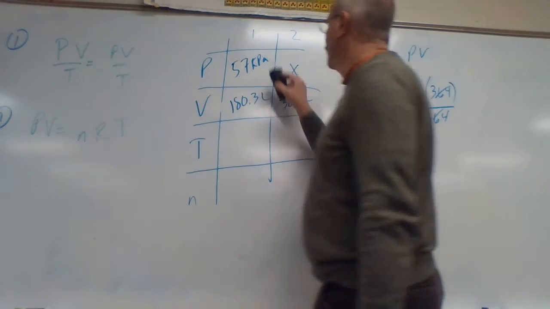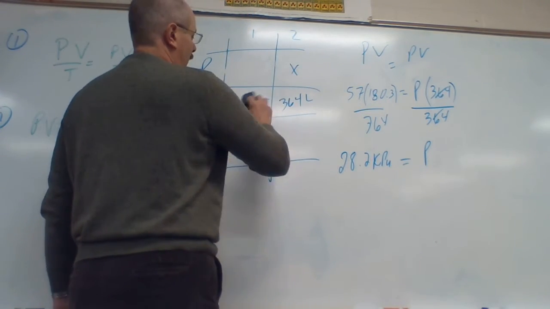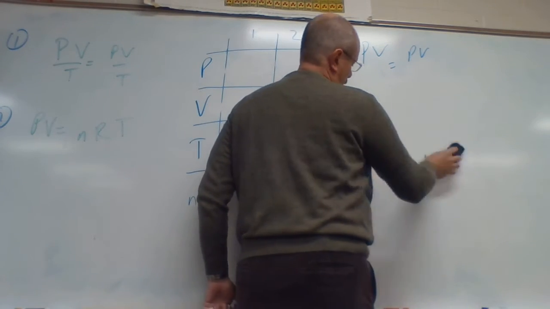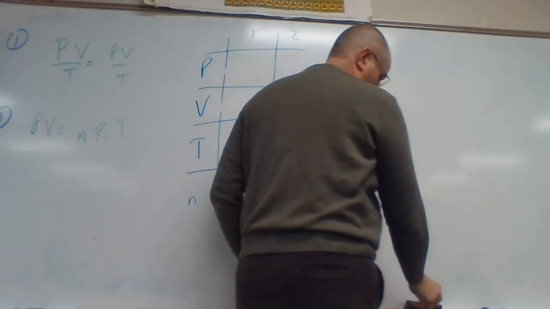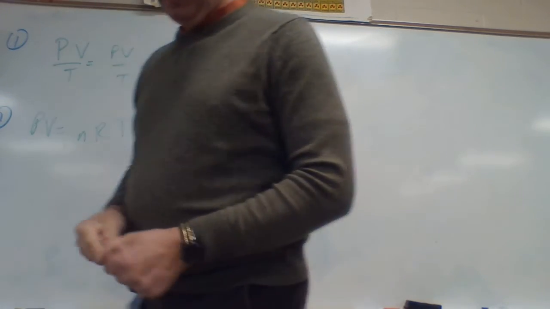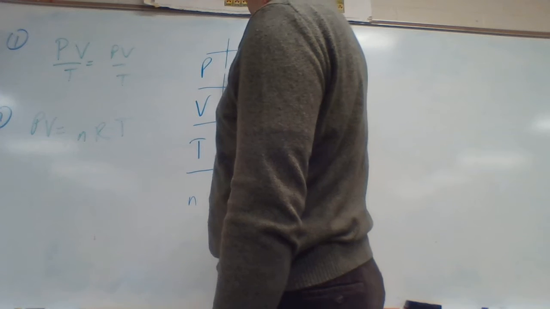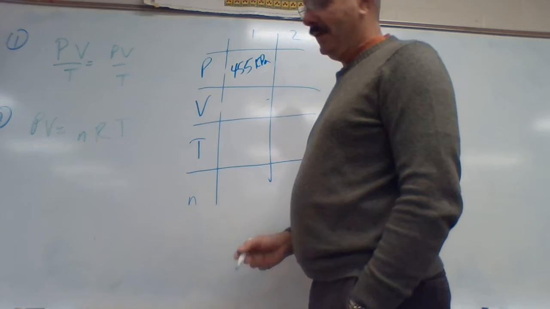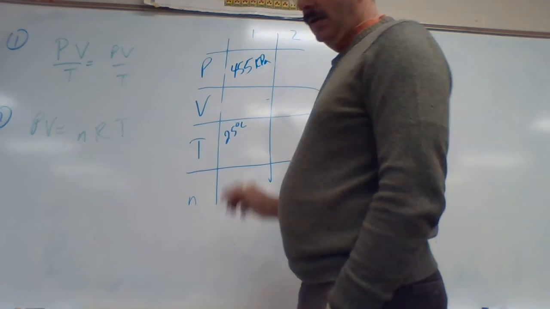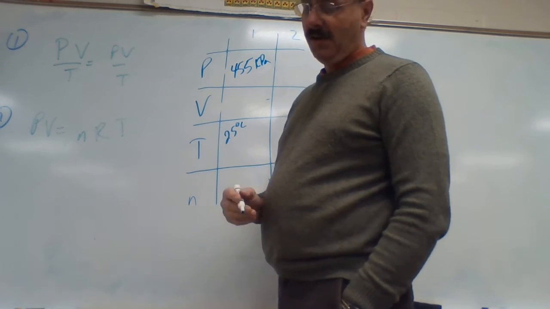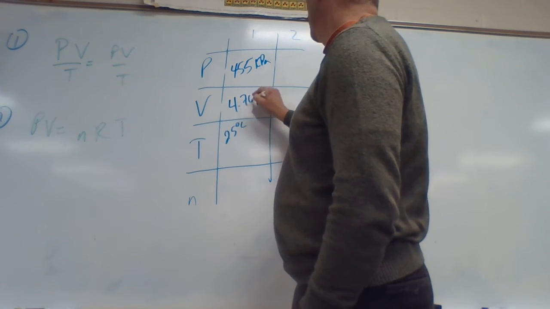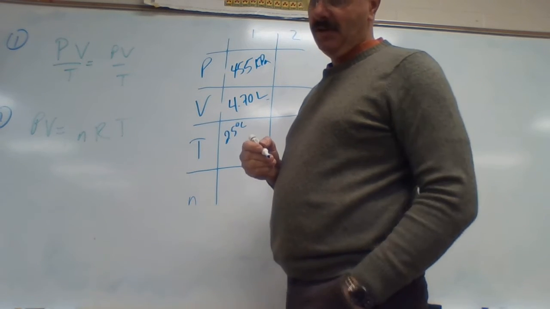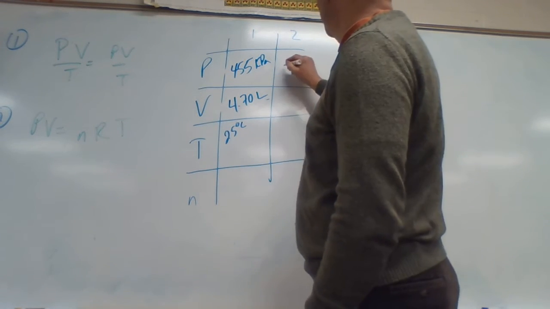All right, question number 3. We'll get rid of all this again. We have a gas at 455 kilopascals and 25 degrees Celsius that occupies a container with an initial volume of 4.7 liters. Now we have a whole bunch of things on here. By changing the volume, the pressure of the gas increases to 535.